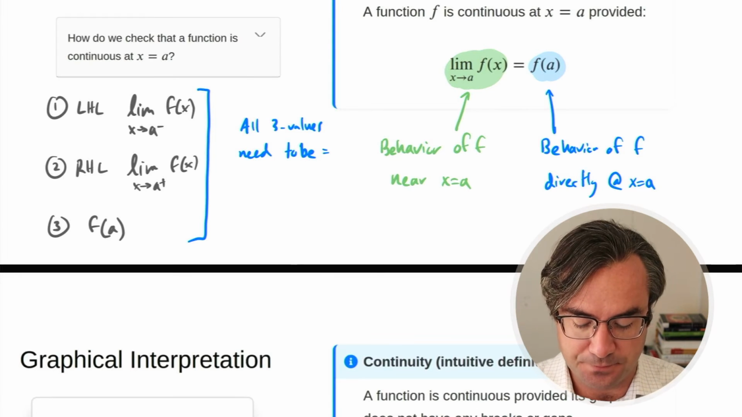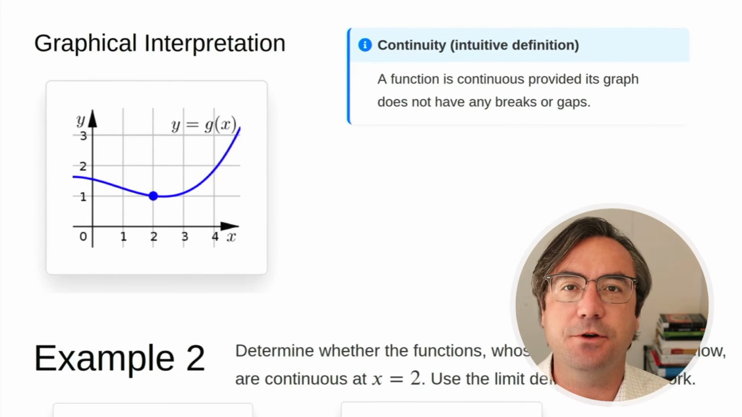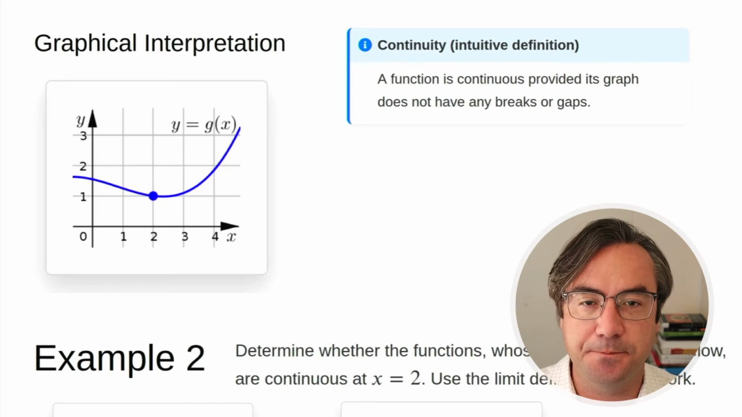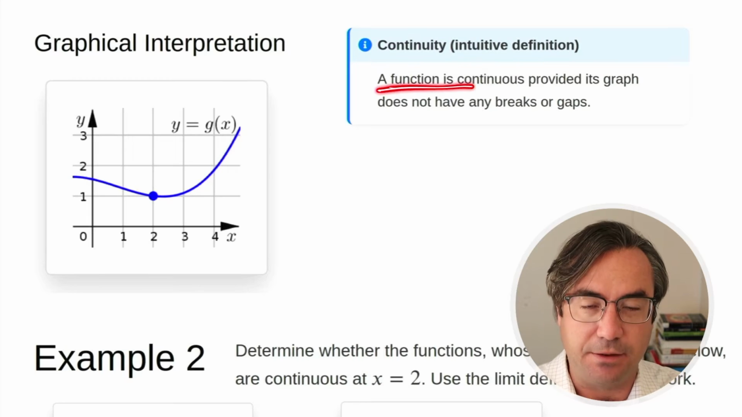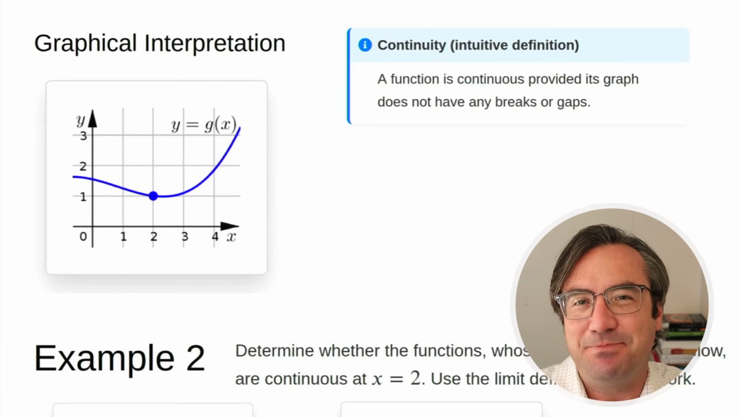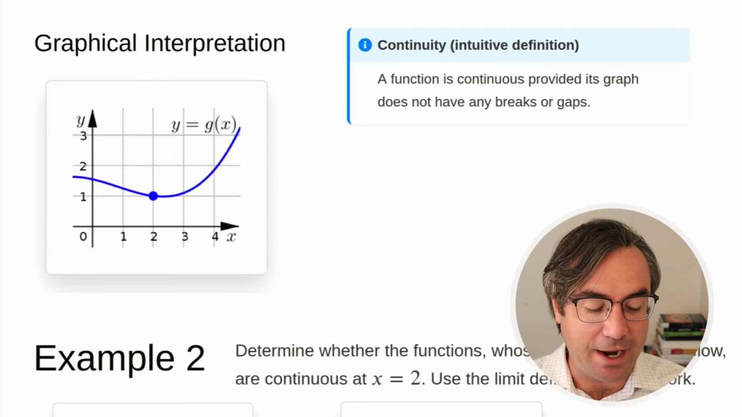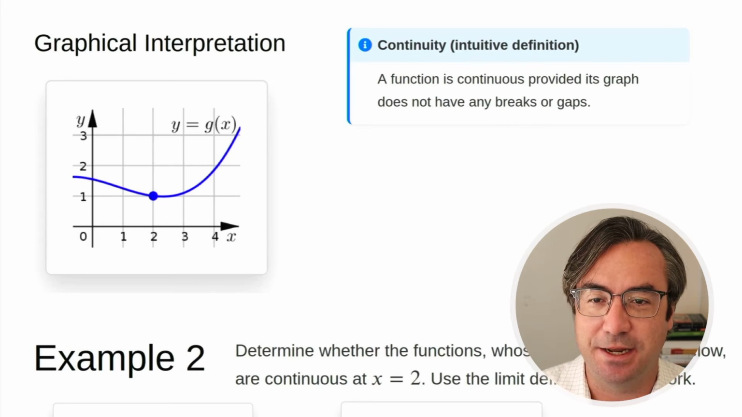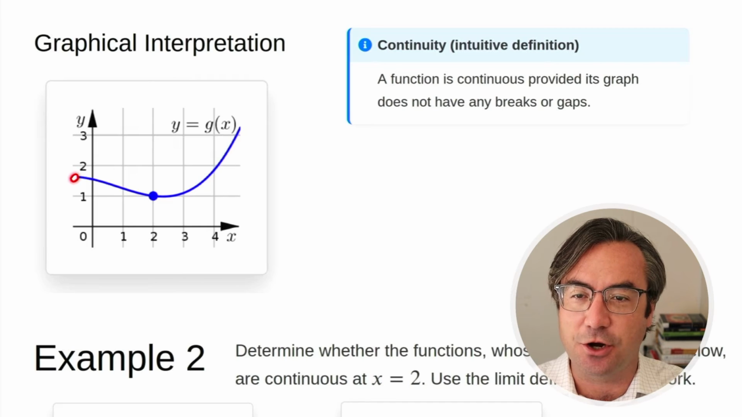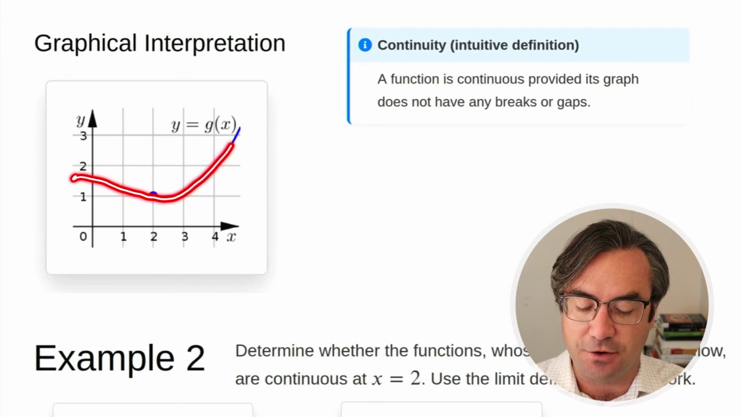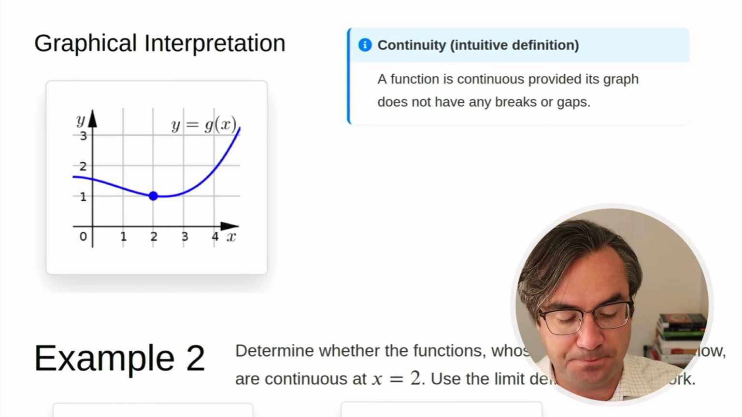All right, so let's look at some graphs. Our graphical interpretation of continuity is basically what you would expect. A function is continuous provided its graph does not have any breaks or gaps in it. If we have a curve, you can imagine putting your pen down on the curve and then tracing over that curve in one continuous motion. You never have to take your pen off the page.